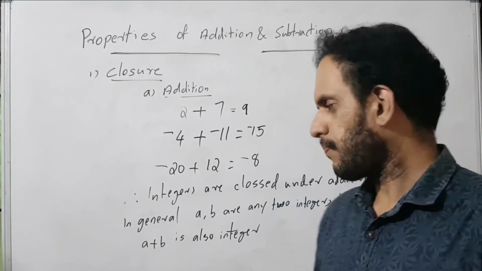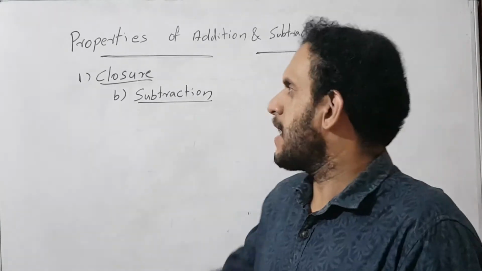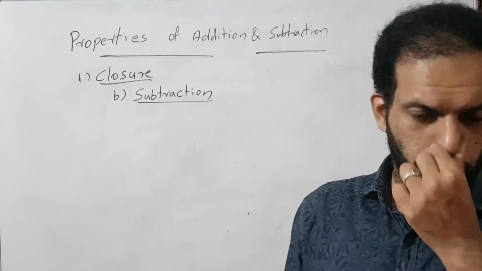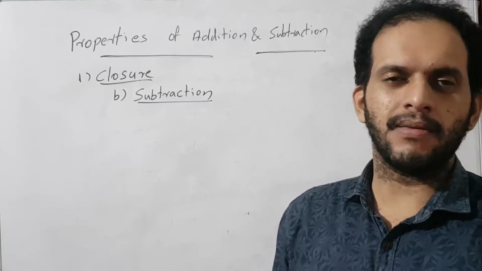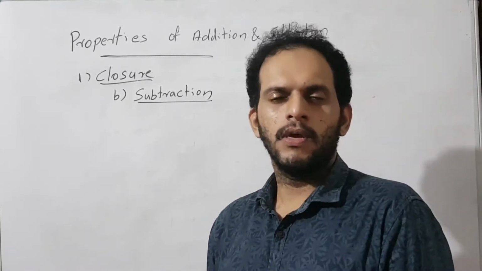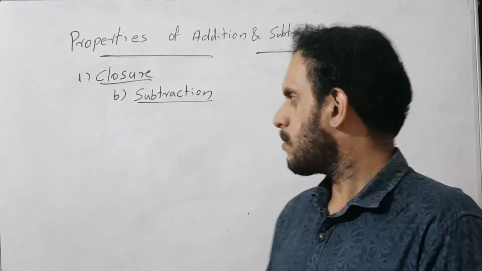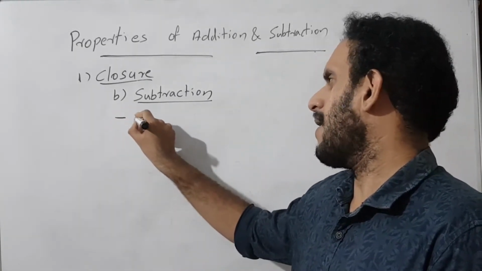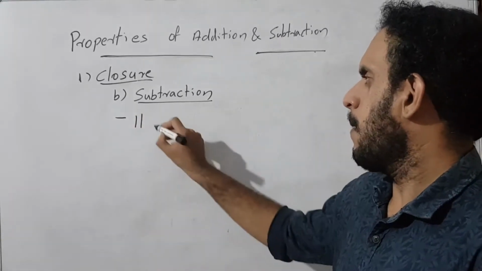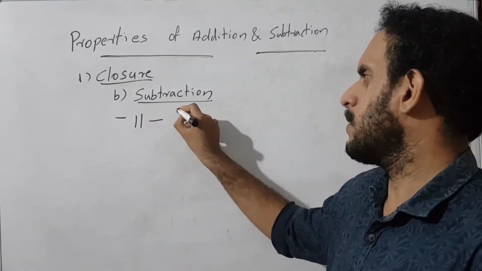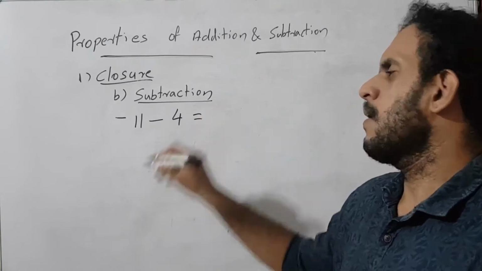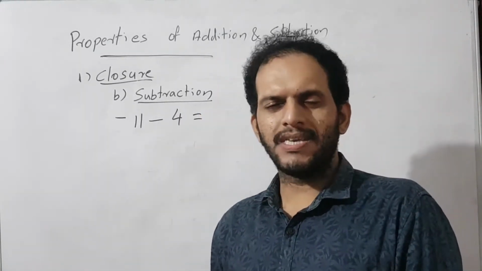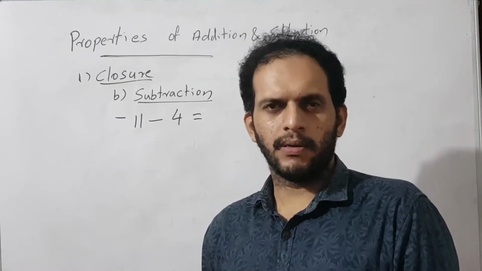Okay, next we discuss the case of subtraction. Here also, to check whether subtraction satisfies the closure property or not, we take two integers. First I choose the numbers minus 11 and minus the positive number 4. Minus 11 minus 4 is a subtraction. We want to subtract 4 from minus 11, correct?